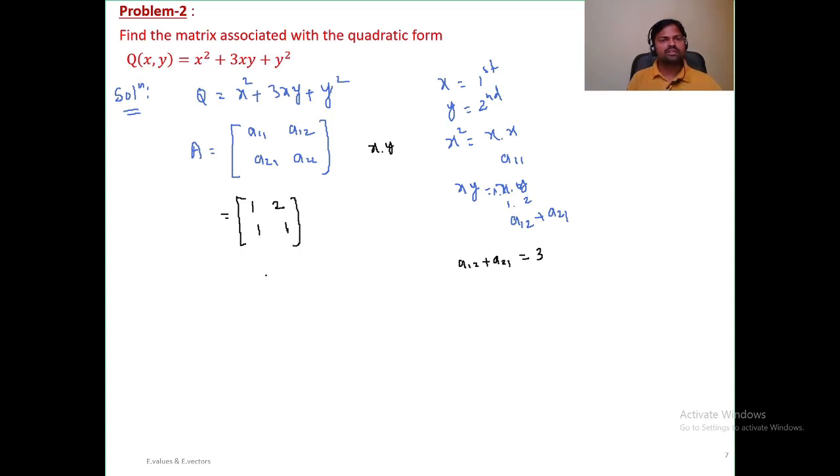Now let us take this matrix. Let us go back and verify whether it is right or wrong. Let us go for the verification.